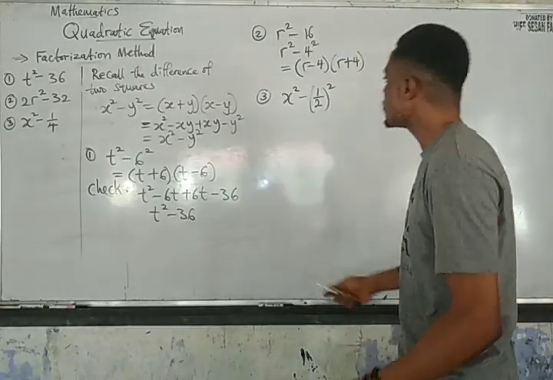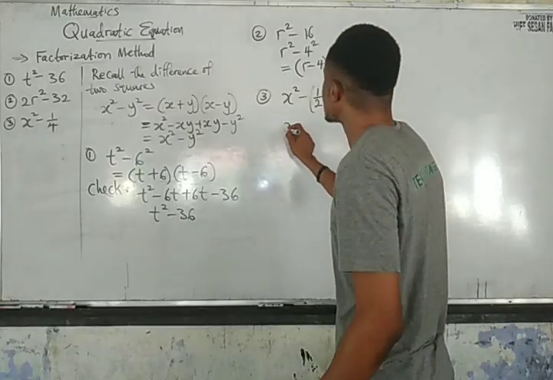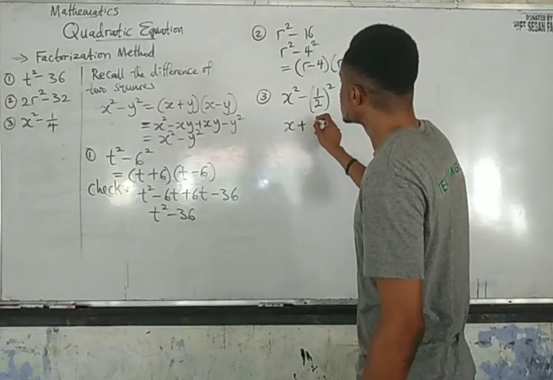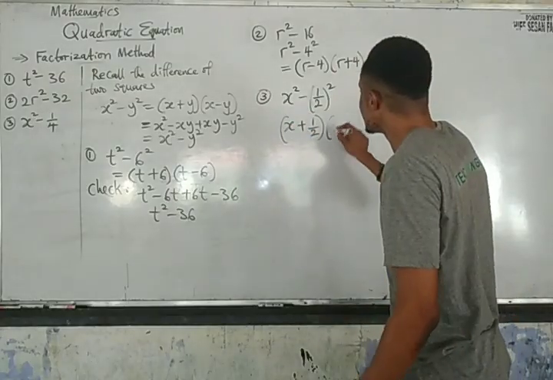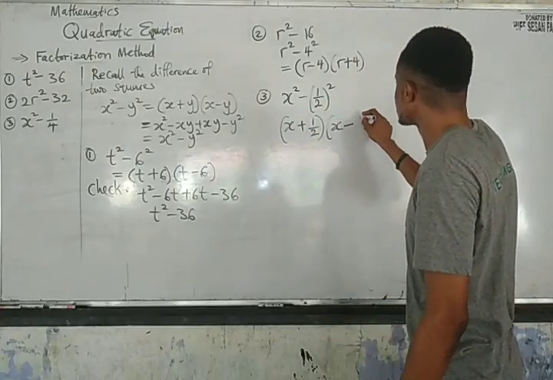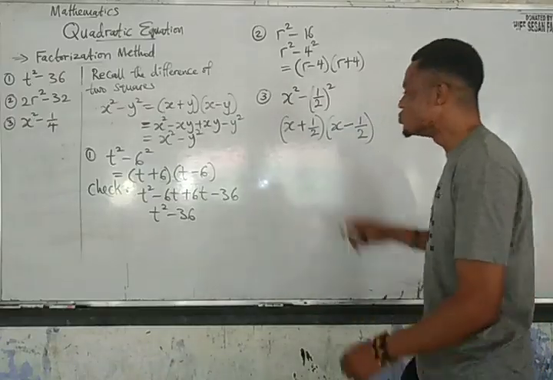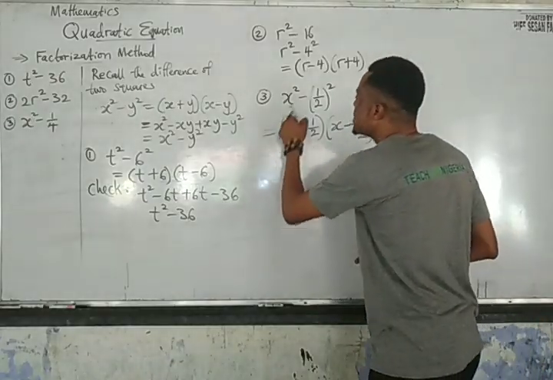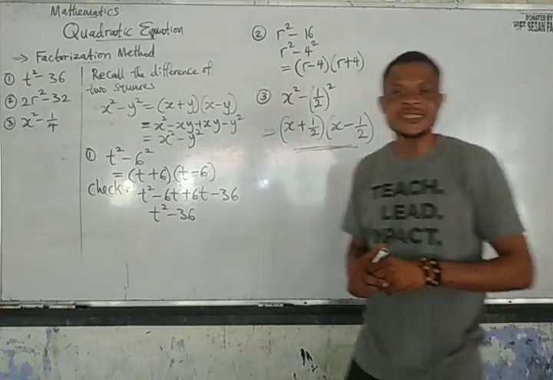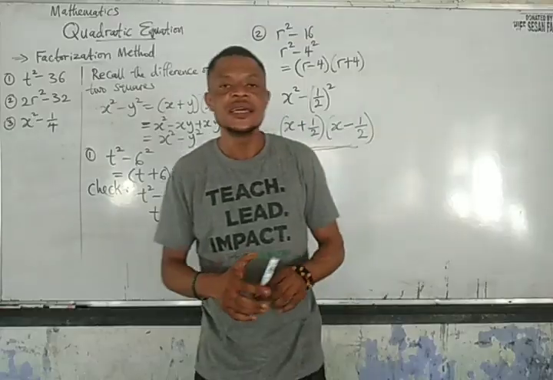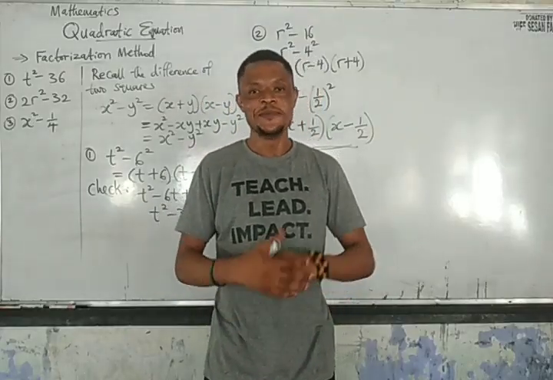Now, by applying the process of difference of two squares, this gives us x plus 1 all over 2 in bracket, once again x minus 1 all over 2 in bracket. By the time you do this, you have factorized the question here. Easy.